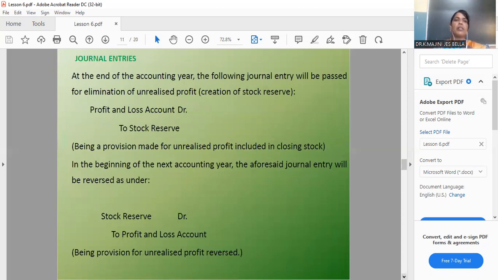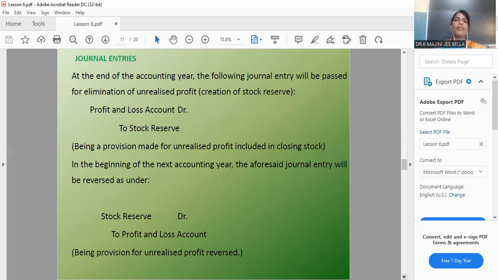Then I have given some journal entries for better and easier understanding. At the end of the accounting year, the following journal entry will be passed for elimination of unrealized profit, that is, creation of stock reserve. First, we can see profit and loss account debit to stock reserve. What is the narration? Being provision made for unrealized profit included in closing stock.